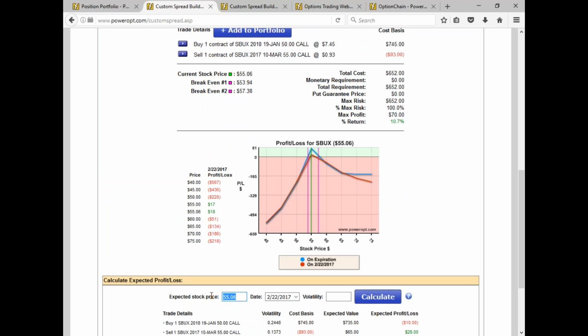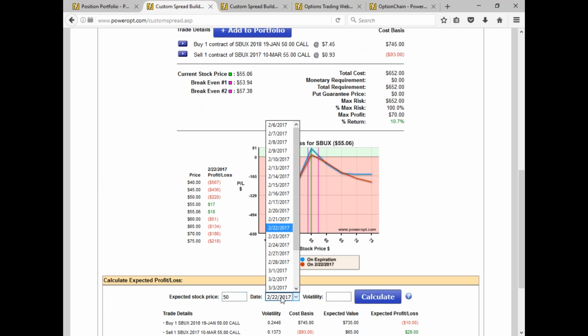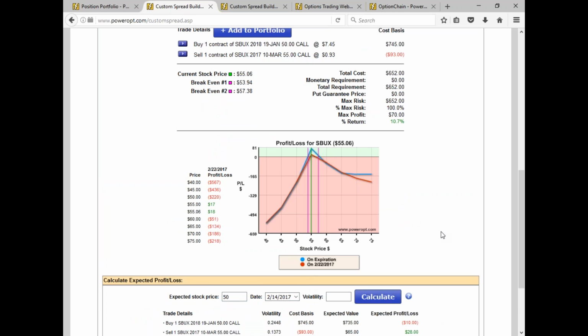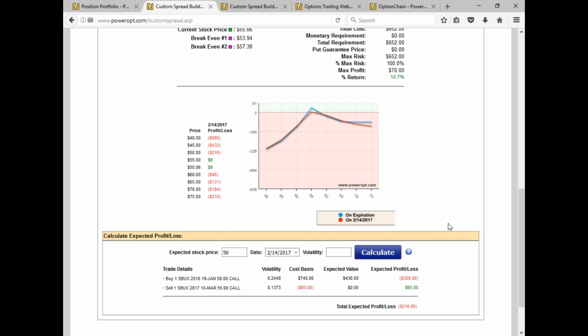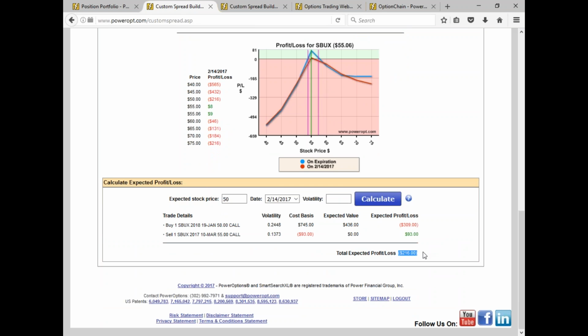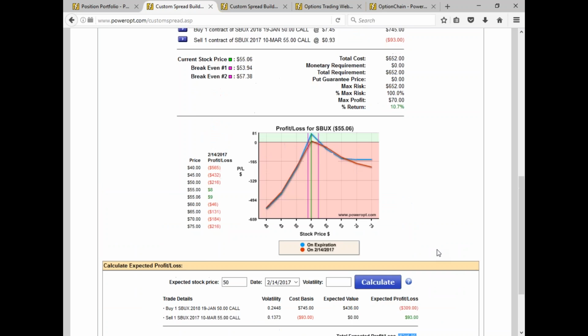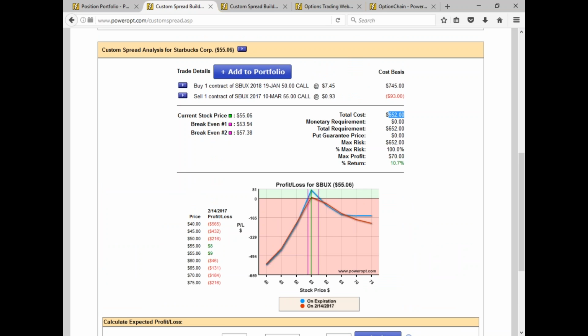A 10% drop on the stock in a diagonal spread, in a 10-day period, you're looking at a loss of $216, half of the monetary amount I have in the covered call. But again, it's 30%. A 10% drop will usually result in a 35 to 45% decline or more in the option price. And remember, you're not invested in the stock. You're invested in the option.